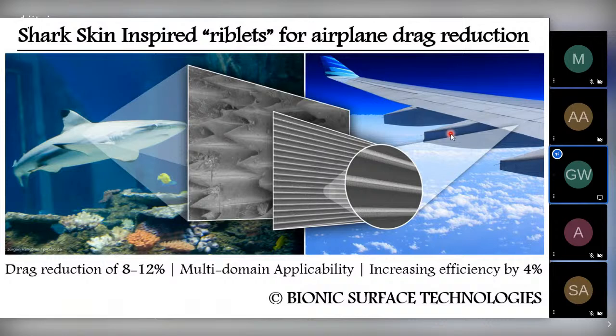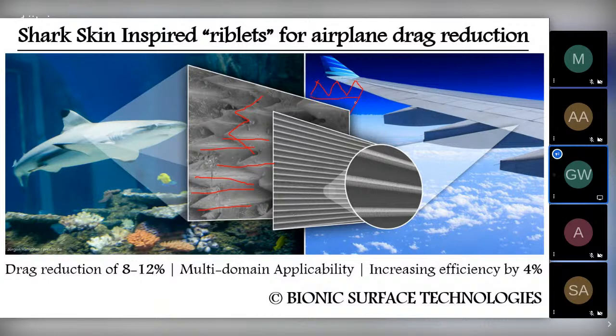Now, from a biomimetic or bio-inspired perspective, here is a company, Bionic Surface Technologies, which uses shark skin. When we magnify the shark skin to a micro level, we can see this kind of structure, the dermal denticles. These are nothing but the scales of sharks, and on these scales, we can see some longitudinal stripes. This particular feature is known as riblets. When we see riblets from a front view, it will be like this at a micro scale.